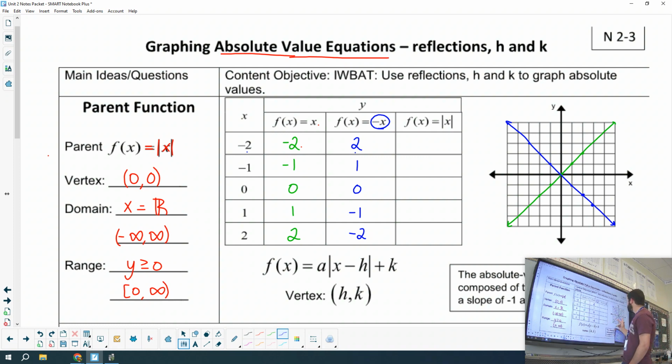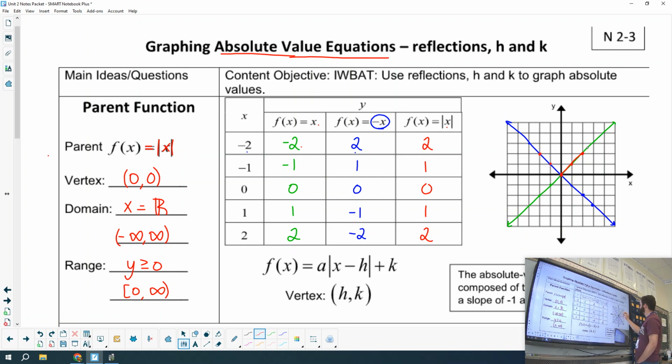Now, here's the key. Whenever we have an absolute value, half of it switches, half of it stays normal. So it looks like this, okay? If you plugged in -2 for x up here, the absolute value of -2 is +2. Plug in -1, the absolute value is +1. Plug in 0, the absolute value is 0. Plug in 1, the absolute value is 1. And plug in 2, the absolute value is 2. Notice how everything's positive. So what this does, if I were to put these points on my graph, I'd have a point at (0, 0), (1, 1), (2, 2), (-1, 1), and (-2, 2).